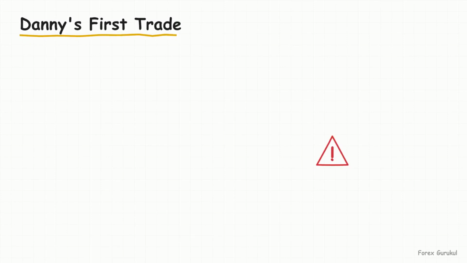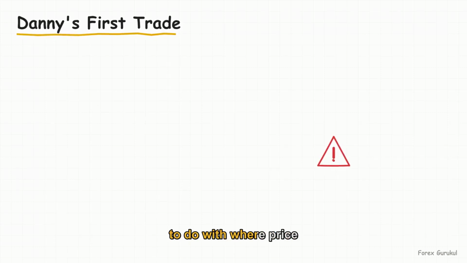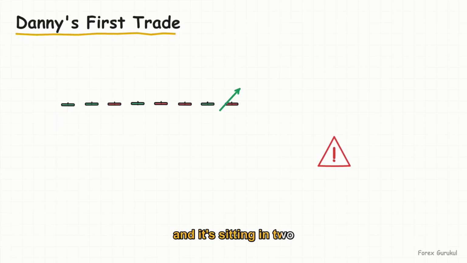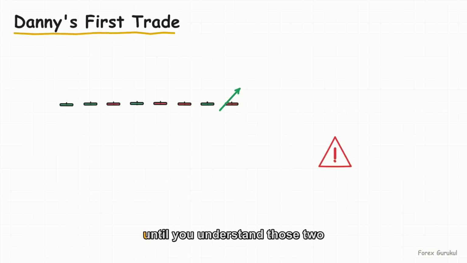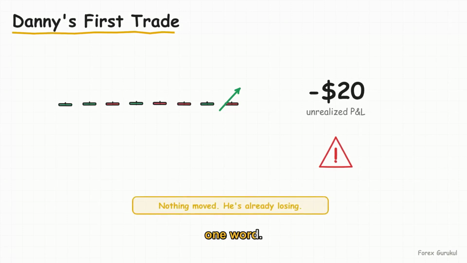He calls his broker, sure something's broken. Nothing broke. Something happened the instant he clicked buy that has nothing to do with where price goes next. And it's sitting in two numbers on his screen he never really looked at, called the bid and the ask. Until you understand those two numbers, every trade you open starts you in a small hole before the market has said one word. Let's go find those numbers on Danny's screen.